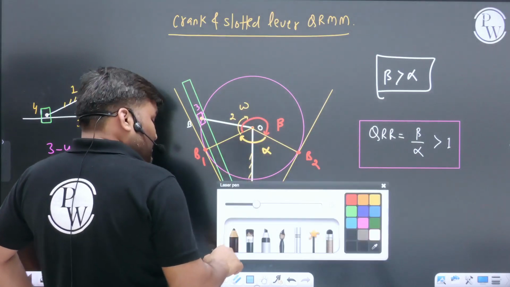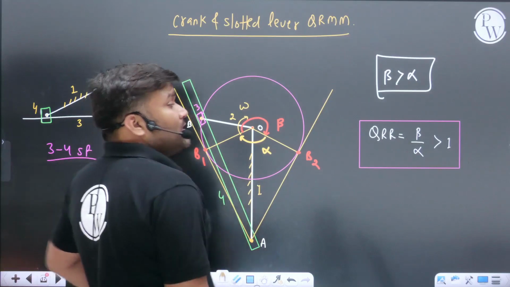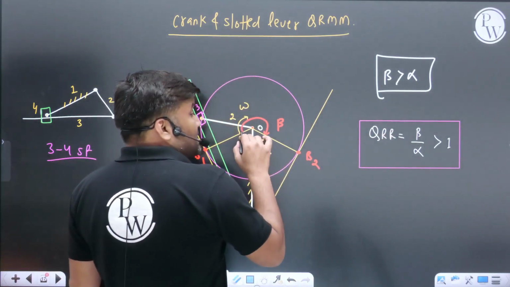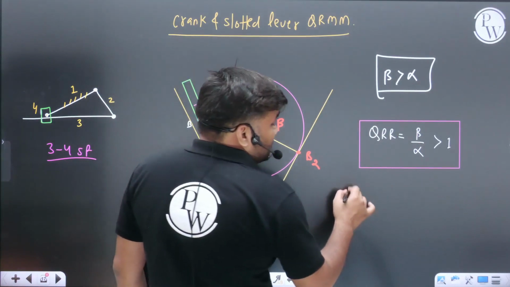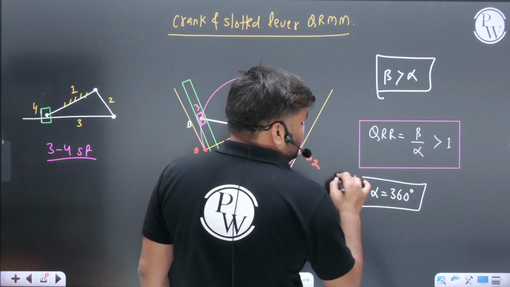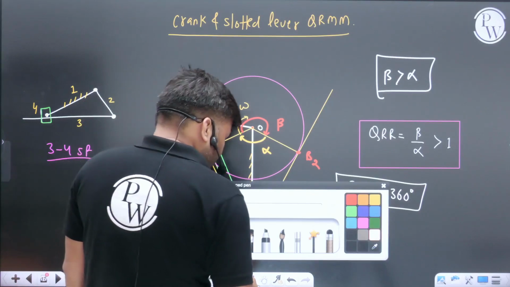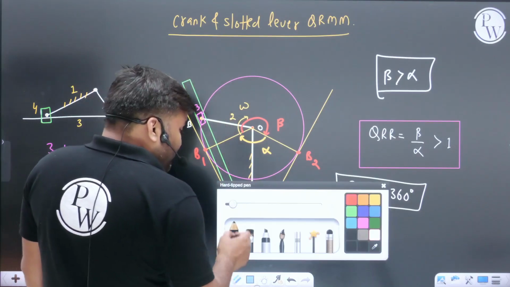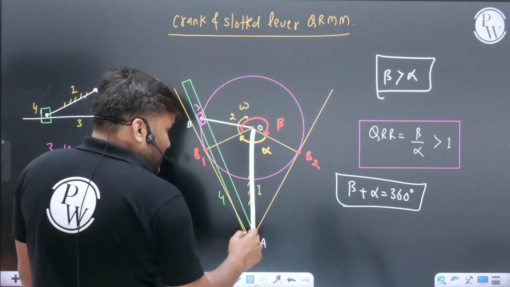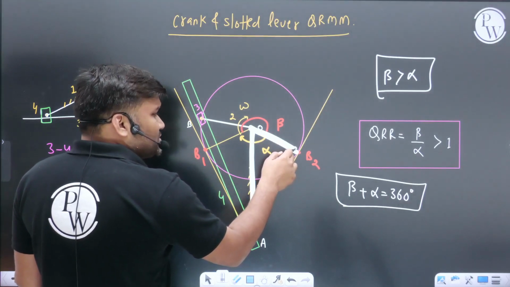One important relation let me tell you, it will help you to find out alpha and beta. Sir, quick return ratio is beta by alpha. And one more thing you can see, sir, beta plus alpha is nothing but 360 degrees. It's a common sense thing. Now in examination sometimes they will give geometries. They will tell you the dimension of this link, the fixed link, the dimension of the crank. They will give you these values.